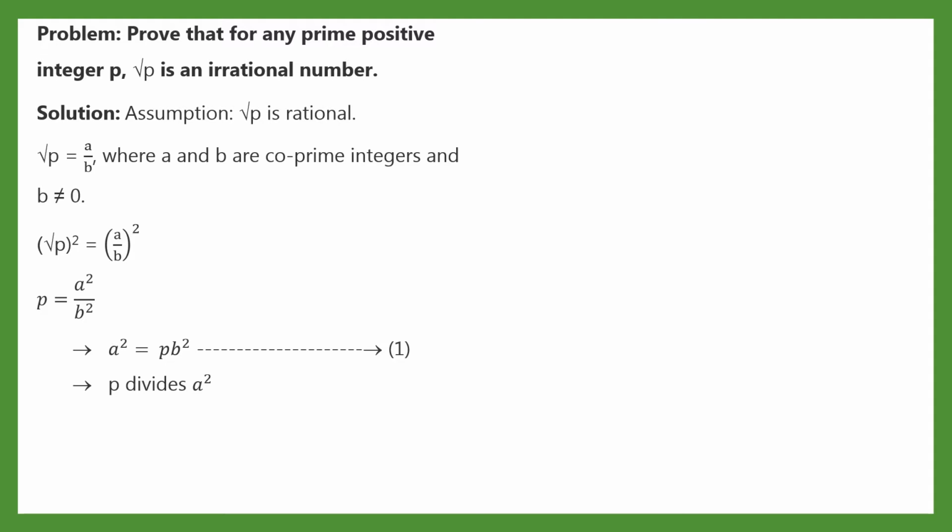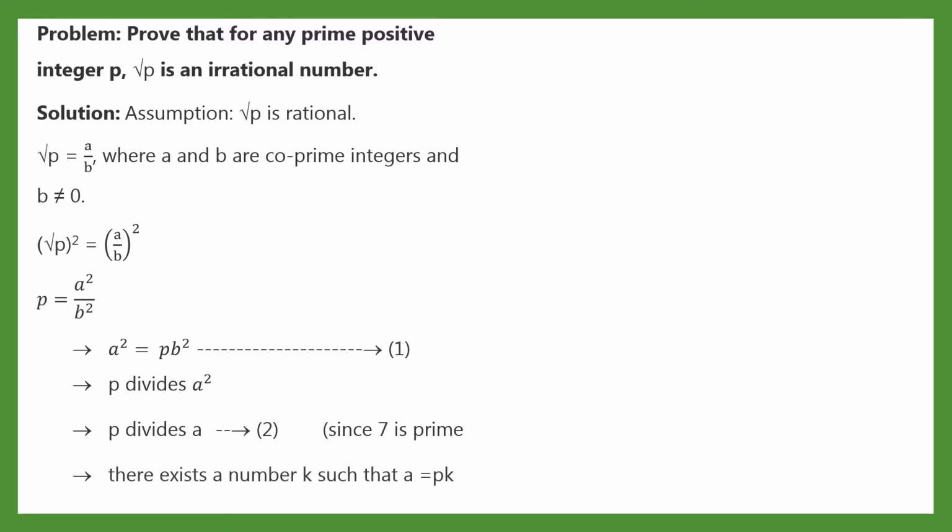Now by the definition of divisibility, we are writing a square is equal to p into something. That's why p divides a square. But in the problem it is given that p is prime. That's why p divides a. Now whenever p divides a, there exists some number k such that a is equal to pk. a is equal to pk because p divides a. 6 divides 18, that's why 18 is equal to 6 into some number 3. The same way p divides a, that's why a is equal to pk. k can be any number.